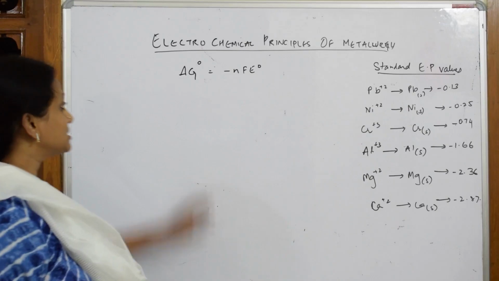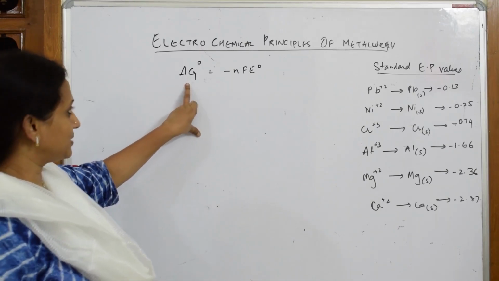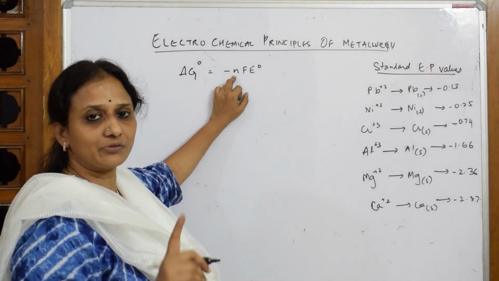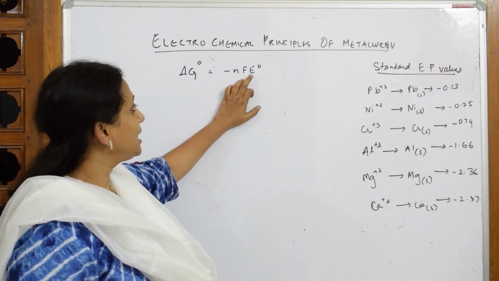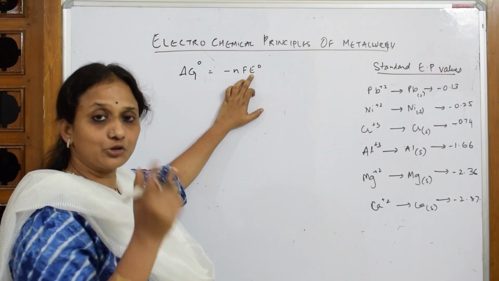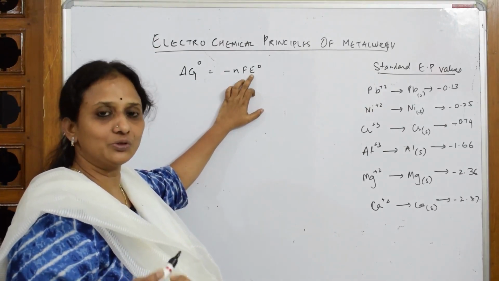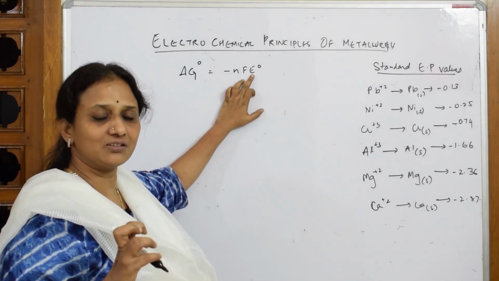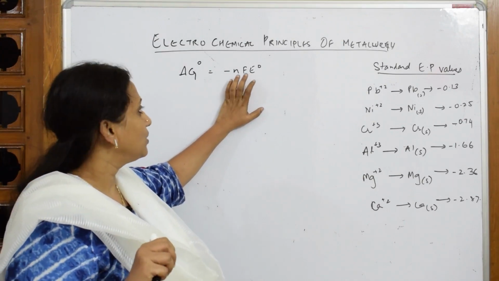Now, what is this? ΔG° is the standard Gibbs free energy. n is the number of electrons transferred between the anode and the cathode. F is the Faraday of electricity, and E° is the electrode potential. You have studied the electrode potential of the redox couple. I hope you know the concept. One is getting oxidized, one is getting reduced, that is your redox couple.